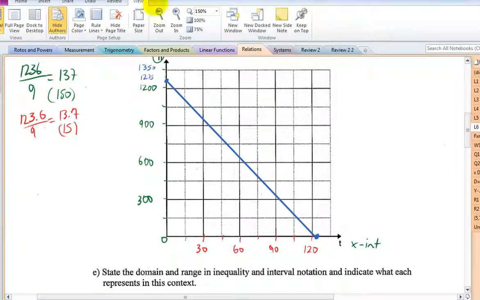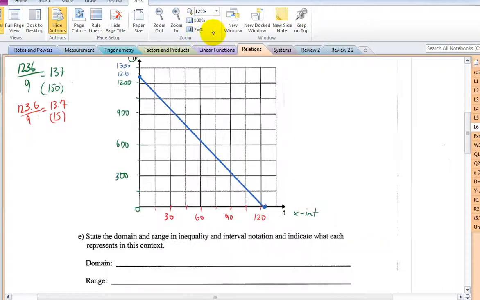Now, use that to state the domain and the range. Okay? So for your domain, do inequality and interval notation. Remember, it's low and high. So for your domain, what's the low value for x? 0. What's the high value? 123.6. We calculated that. So x is in between that. Look how easy that was. Okay, change that to an interval now.